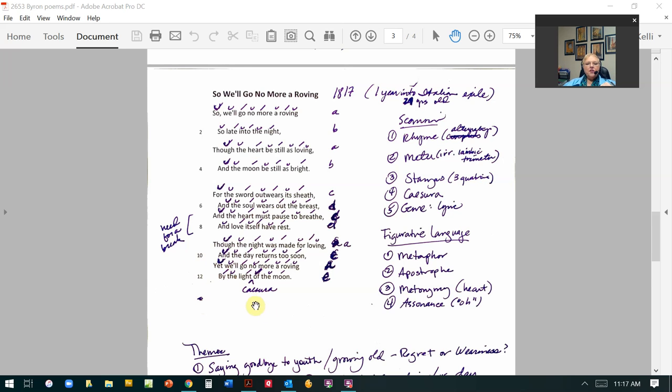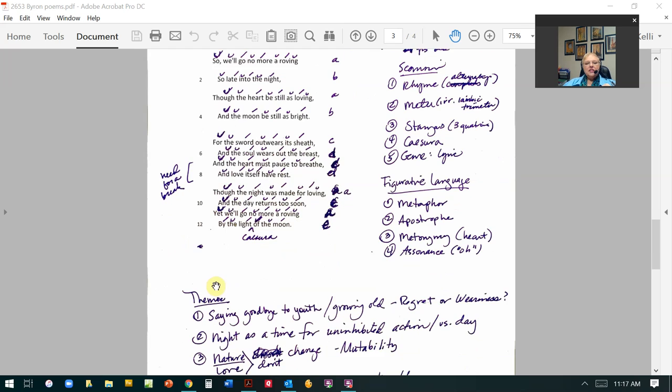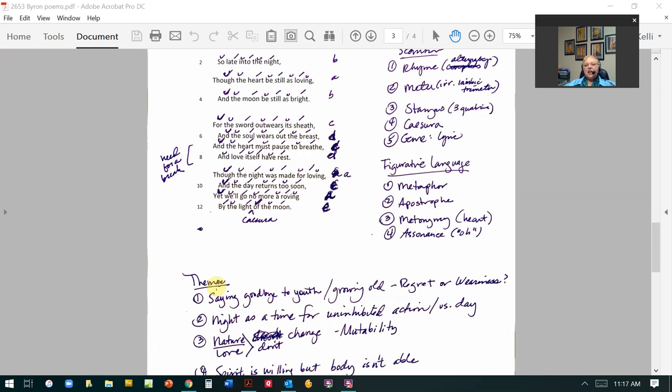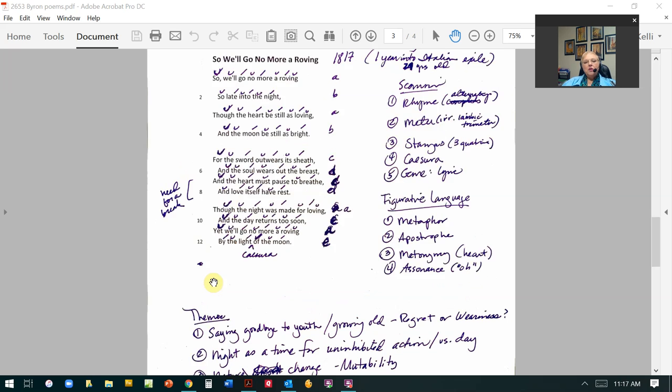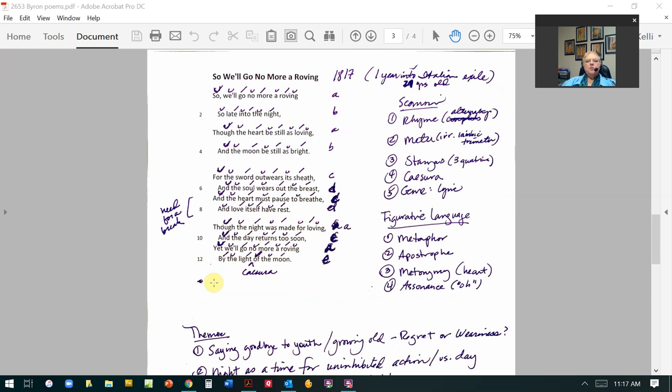And so in terms of themes, we can see that, again, this is kind of a saying goodbye to youth and a growing old, an acknowledgement of that kind of poem. You know, we might ask, is there regret here or is it weariness? When we know about this poem, we link it to a letter that Byron wrote to a friend that just talks about, you know, I just got up and I'm just not able to go all night and so on, right? And he talks about what he's been doing. And this poem was written very soon around the same time. And so that's why we think this is a reflection of that aspect.